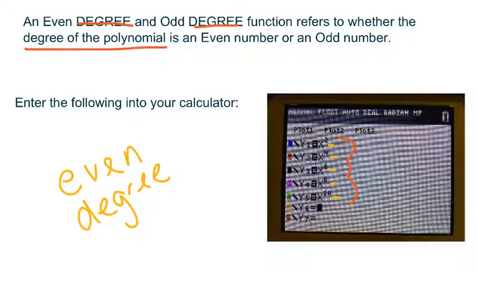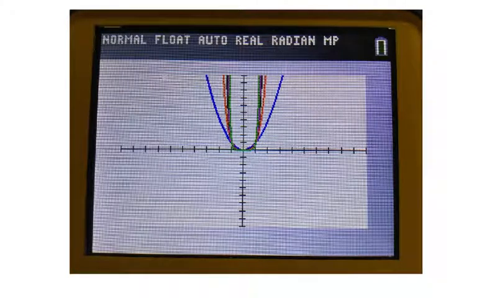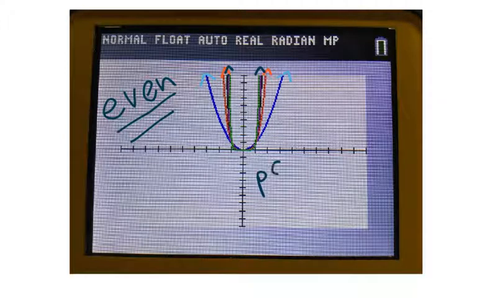Go ahead and hit graph. This is what all of your graphs should be looking like. Now, what do all of these graphs have in common? Hopefully you notice that each graph has a parabola shape. The end behavior on both sides is going in the same direction. Now, this is what happens when the degree of our polynomial is even. We have what we call a parabola shape.